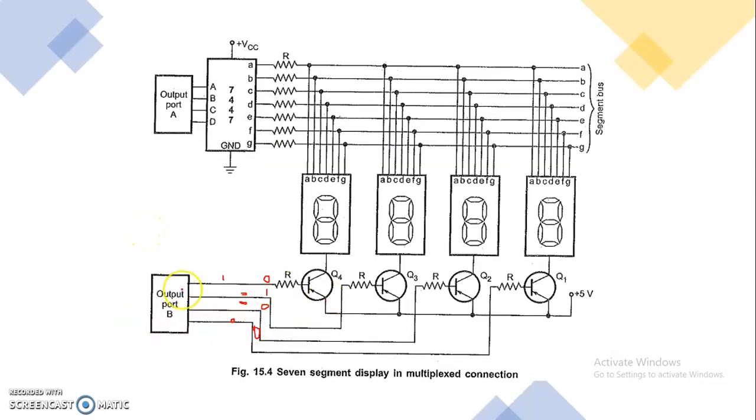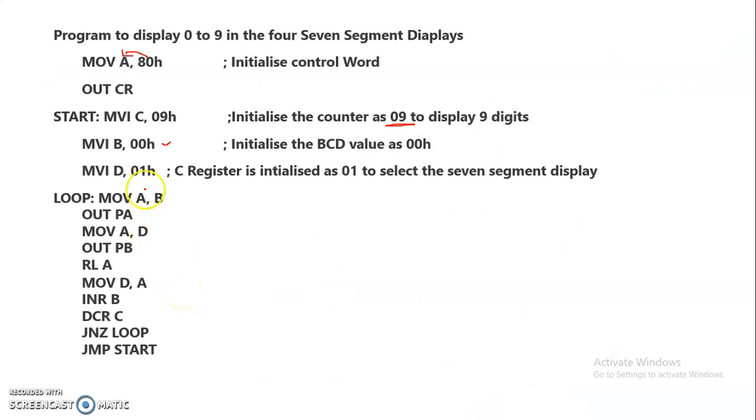Then the transistors are connected to port B. So the transistor code is given as 01 in the D register. From the D register we are moving it to the accumulator, then OUT port B. After doing that, we are rotating the accumulator. Initially D has the data 01, which is moved to the accumulator. 01 in binary is 00000001. When you rotate, this 1 will go to the next position.